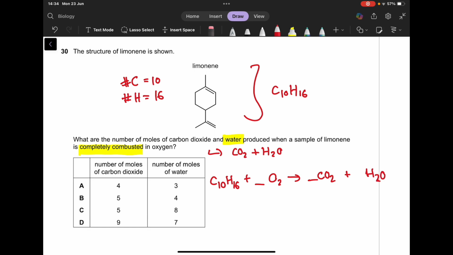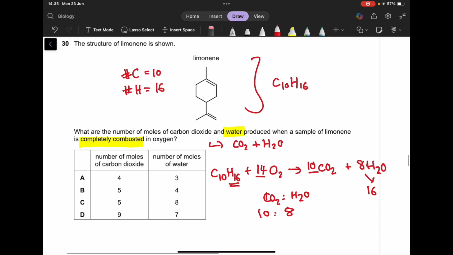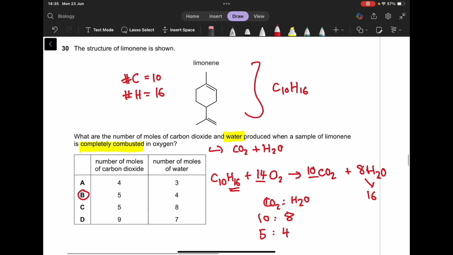There are 10 carbons in C10H16, so there are 10 moles of CO2. There are 16 hydrogens, so we add 8 here because 8 times 2 is 16, and that means we would be reacting 14 oxygens. So if we look in our table, we can't actually find any 10 and 8. But what we can see is that CO2 to H2O is in a 10 to 8 molar ratio. We can make this even smaller by dividing by 2. We will be given 5 to 4. And that is the same as option B. So that must be our answer.